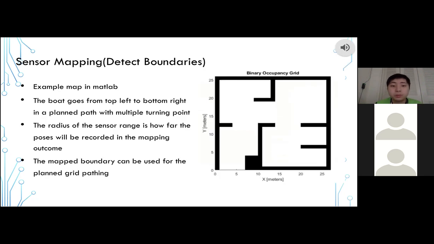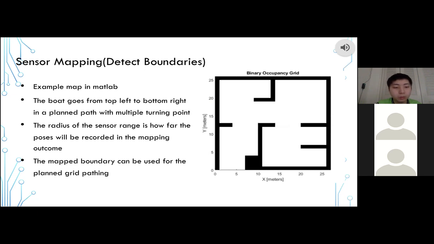So, for the pathing of the boat, if we assume that we don't know the layout of the area, there's a need to map out the boundary of the pool before executing the pathing function. As such, we ran a simulation in MATLAB to show how it would work. For mapping the boundary, on the right, there's a sample map predetermining the boundary as the black area on the map.